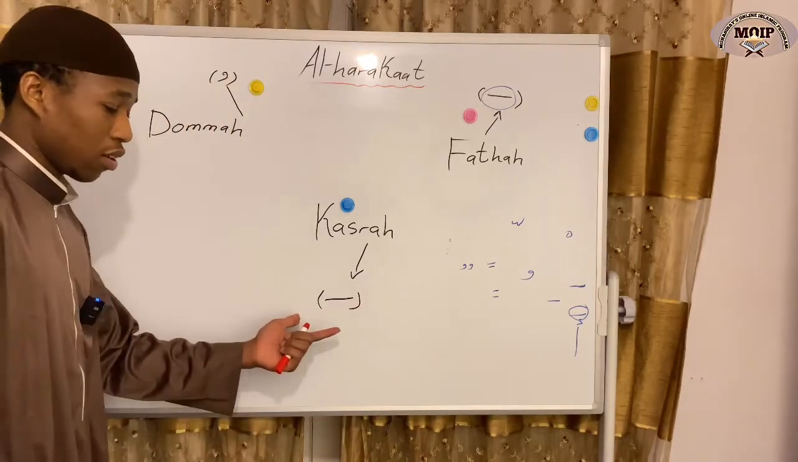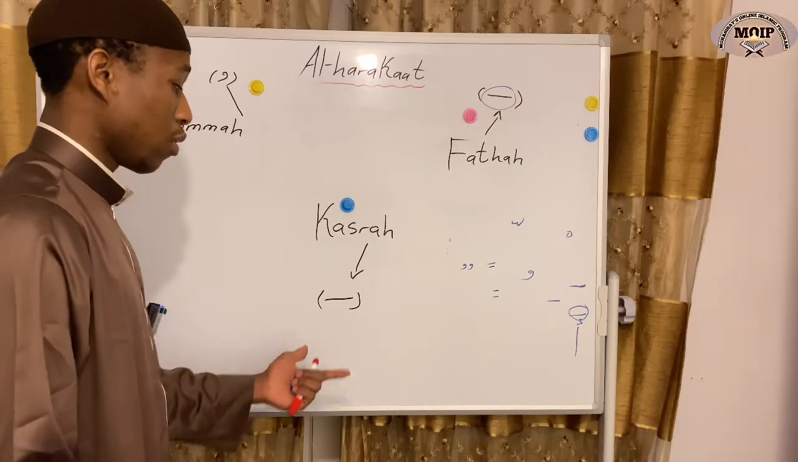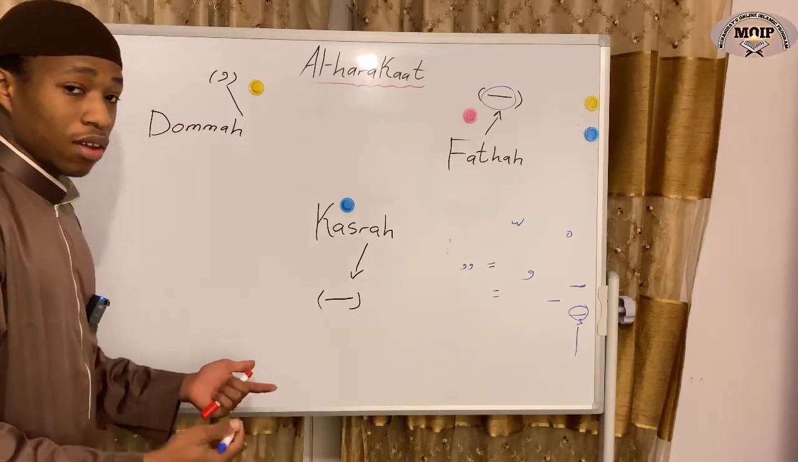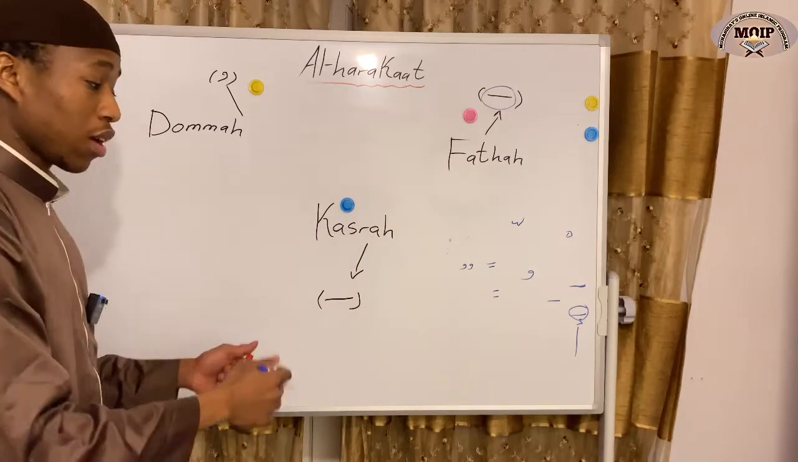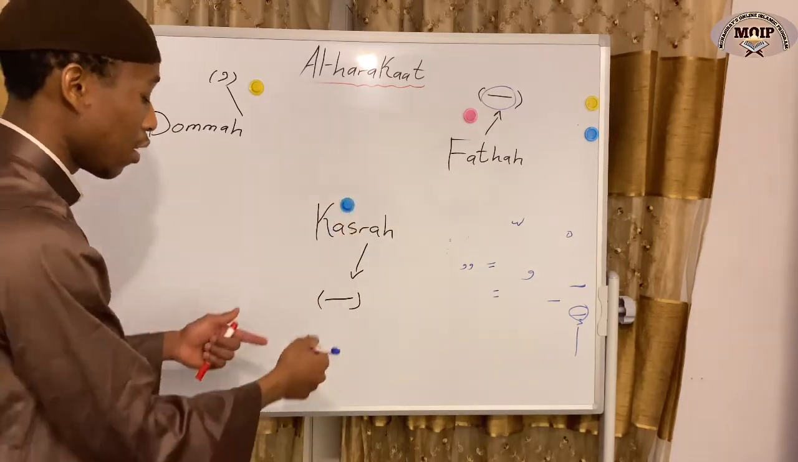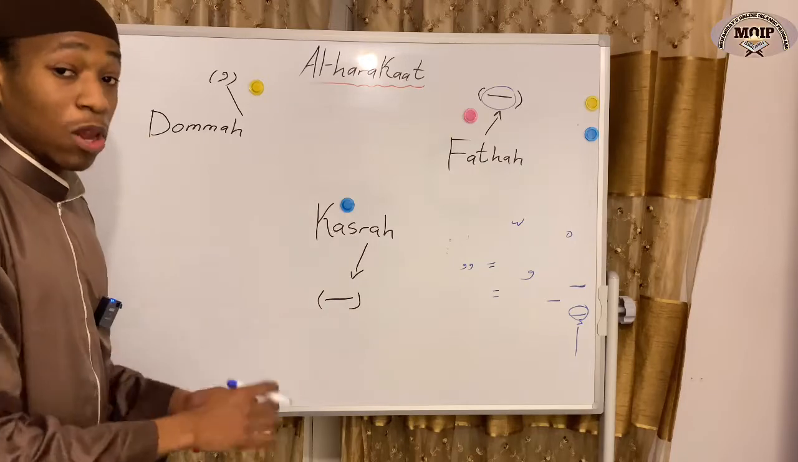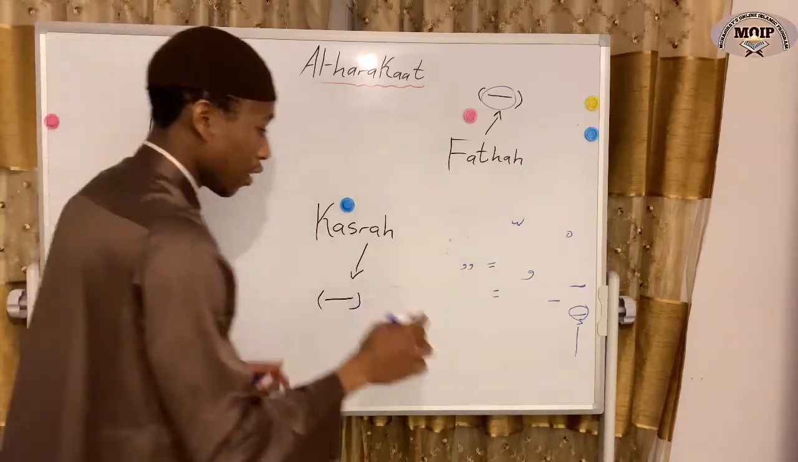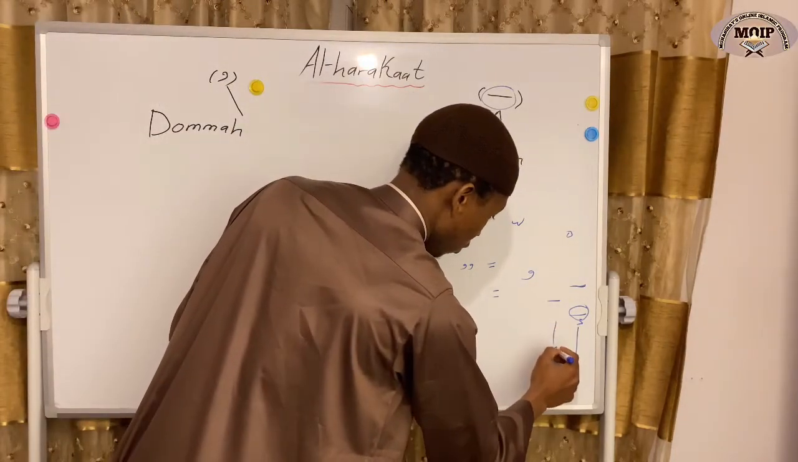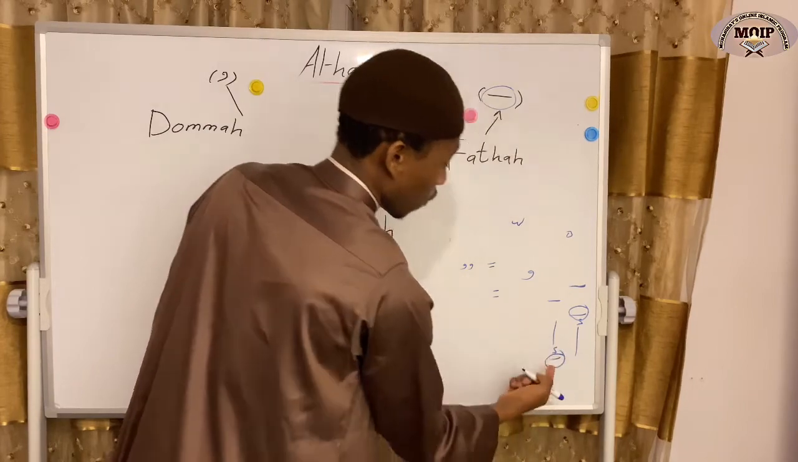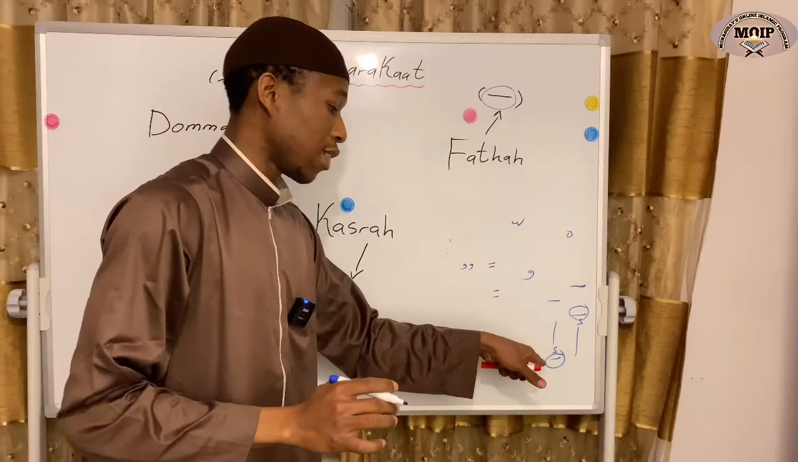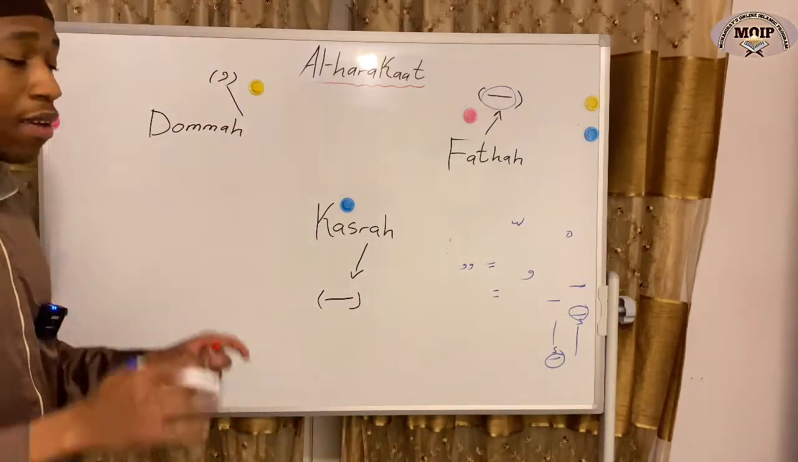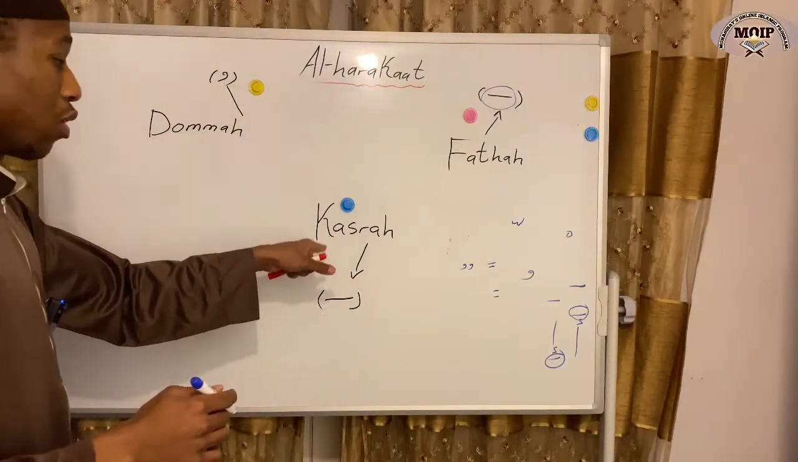Good. From there we have Kasra. I wrote it down here to tell you that Kasra is like Fatha, but the difference is that Kasra is always below the Arabic alphabet. Still, we can take Alif as an example. If you see Alif or any letter, and below that letter there is a single straight line, know that it's called Kasra.